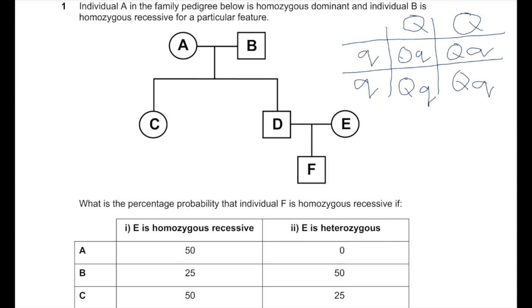If E is heterozygous, the offspring genotype probability is 25% big Q, big Q, 50% big Q, little q, and 25% little q, little q. Using this information, we could determine that C is the correct answer. And that is question 1 completed.